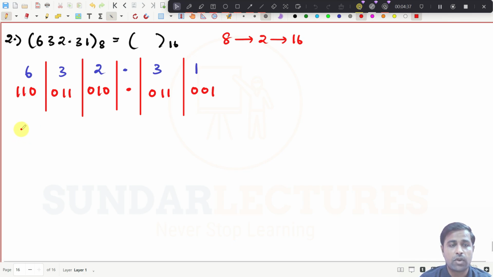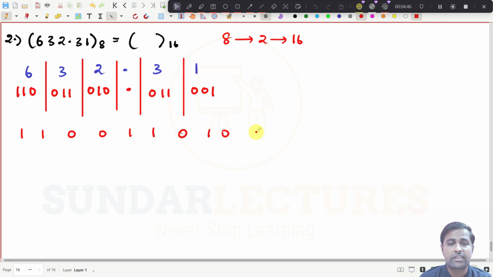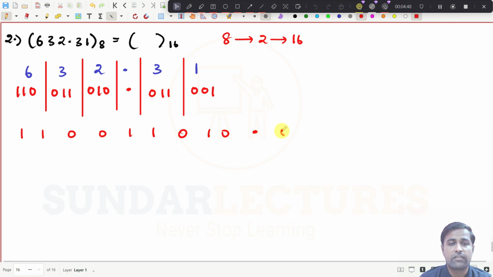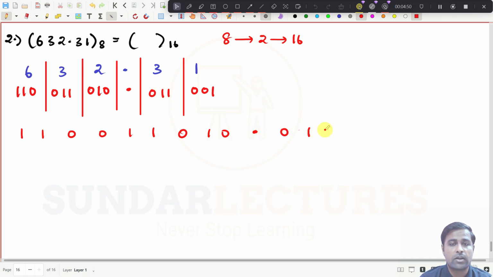This is the point, and this is 010, and this is again 011, and 1 is 001. So we have converted, right? Now what is the value? It is 110, 011, 010, and there is a point here, you put the point, and then 011 and 001. Now this is the binary value.